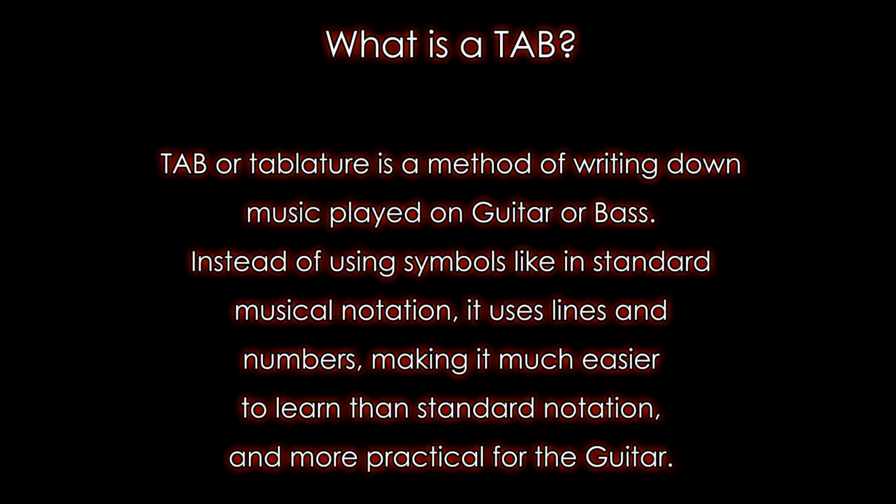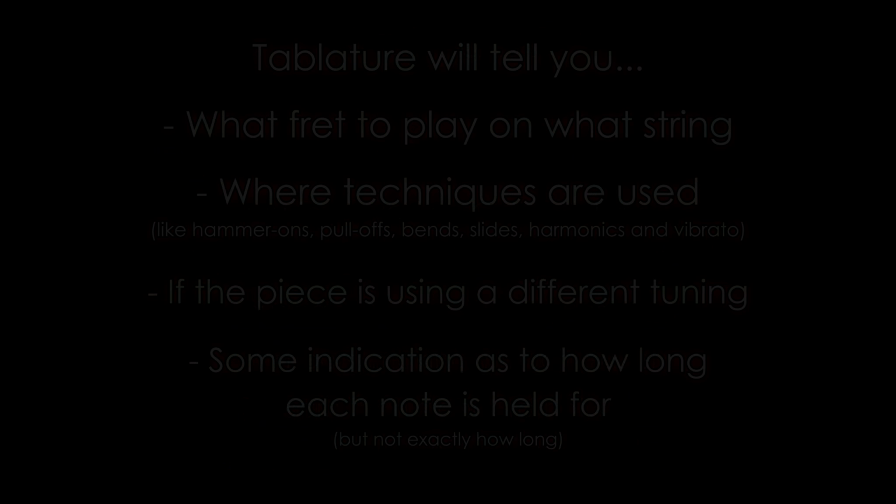What is tab? Tab, or tablature, is a method of writing down music played on guitar or bass. Instead of using symbols like in standard musical notation, it uses lines and numbers, making it much easier to learn than standard notation and more practical for the guitar.